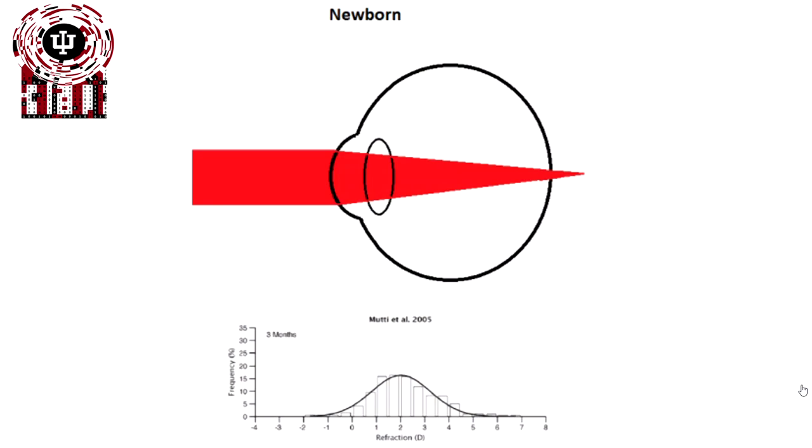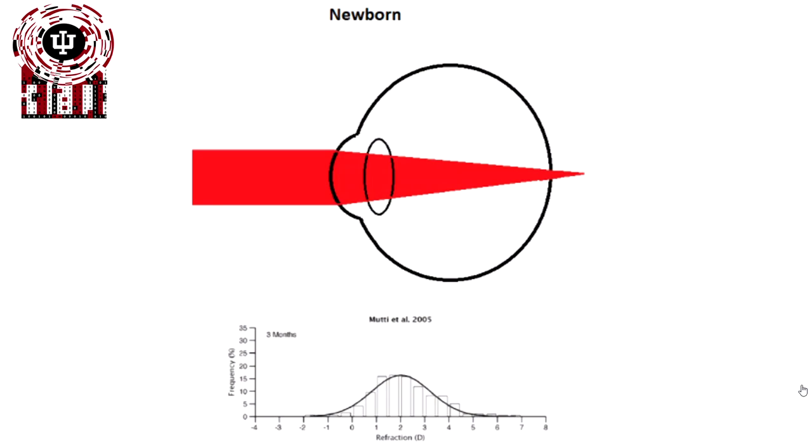So let's look at newborns and how that happens. In newborns, the eye is relatively hyperopic. The eye has had no visual input, so it doesn't know the appropriate length to be, so it hasn't grown very much during the developmental process inside the womb. Here we have an eye with an image focused behind the retina, like hyperopia.